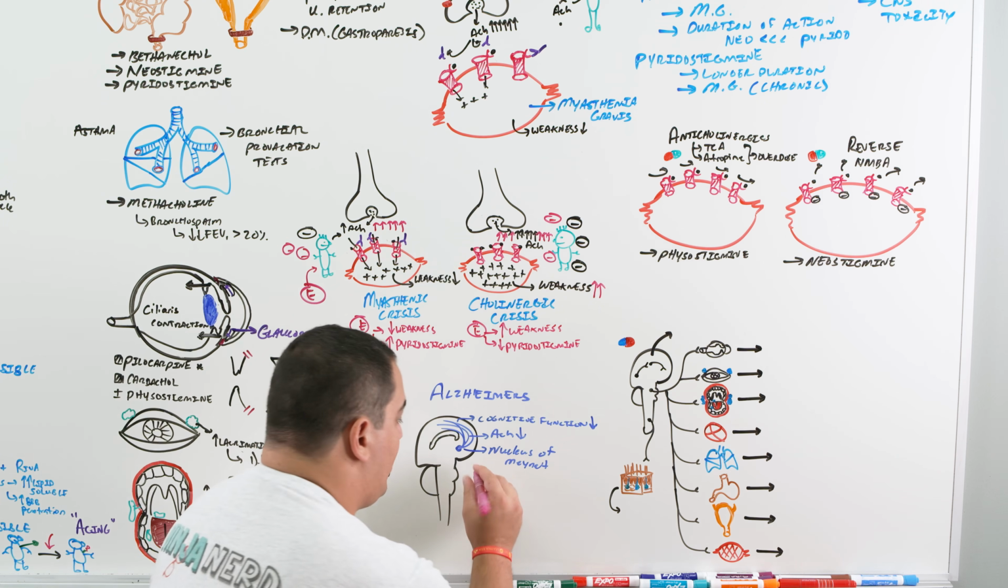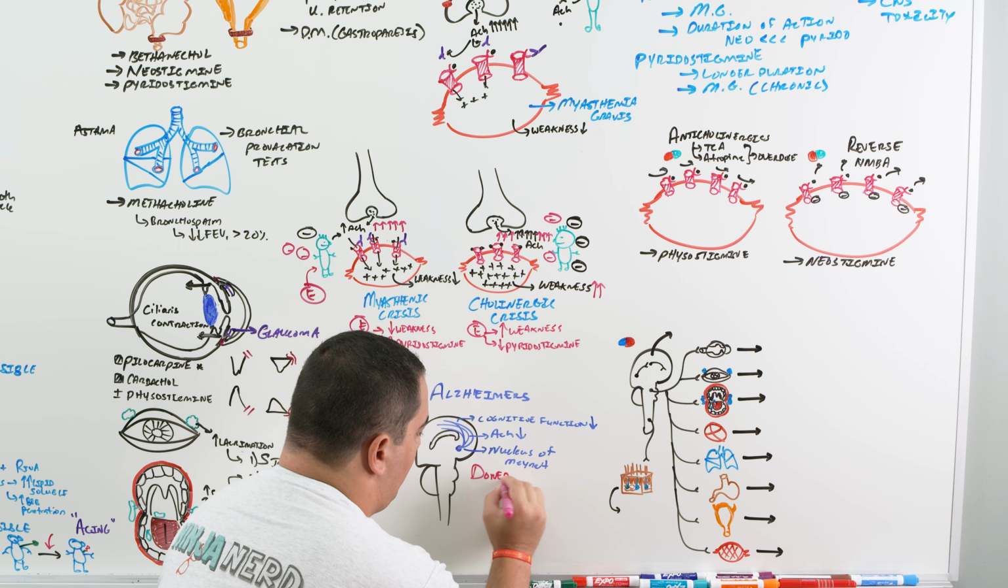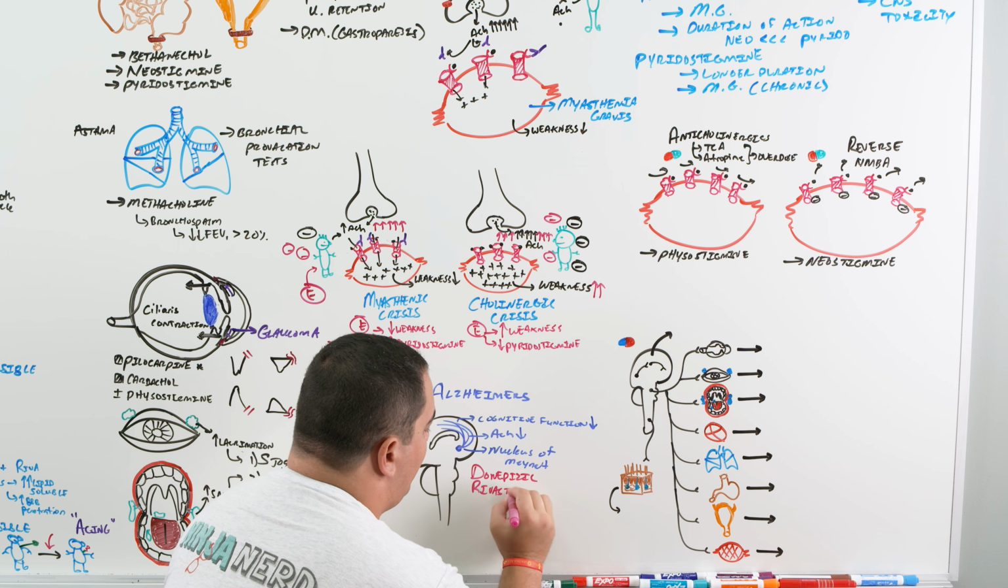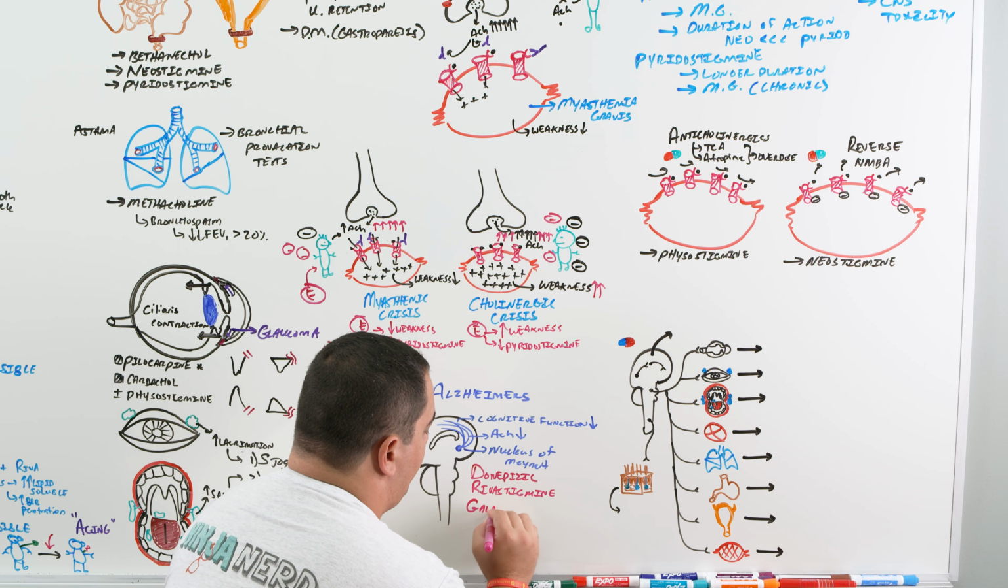And that's where we would give particular drugs such as donepezil, we would give something like rivastigmine, and the other one that we didn't have written down over there, but I'll actually mention it now, called galantamine.